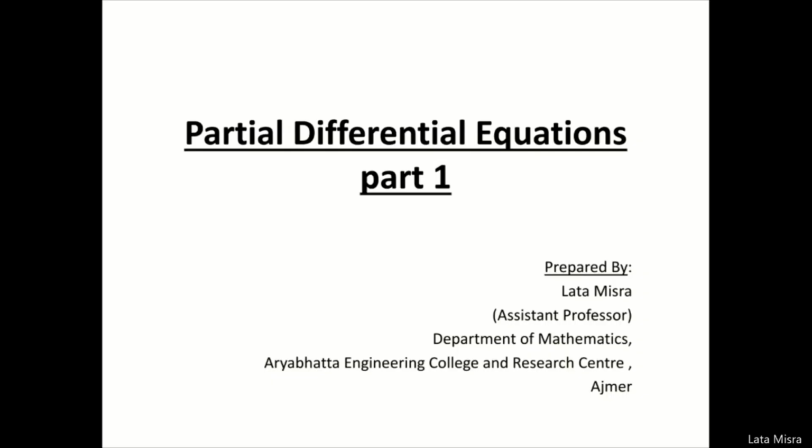As we all know, in the previous SAM we have learned partial differentiation. In partial differentiation we have one dependent and more than one independent variable. In this SAM we have to learn all about partial differential equations. So let's start with the definition.